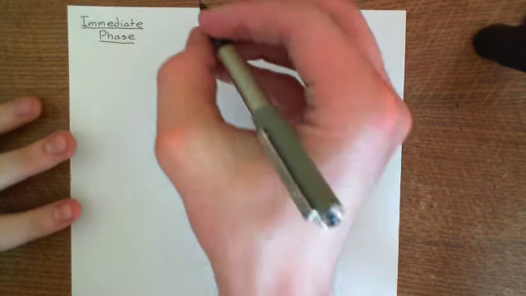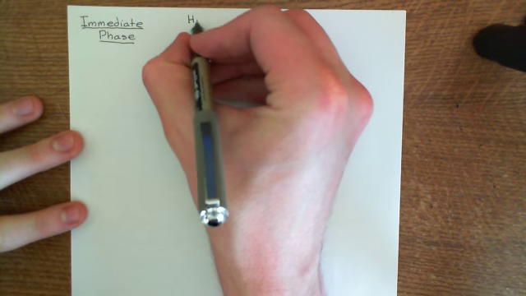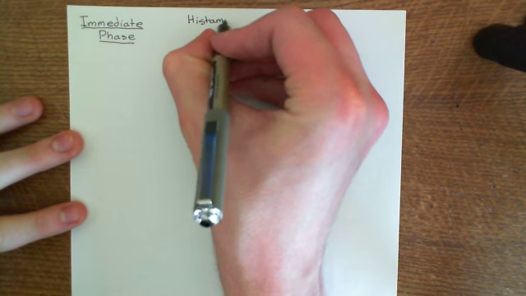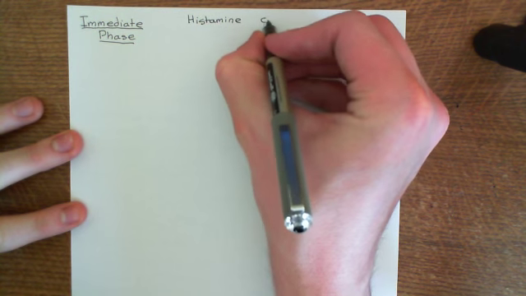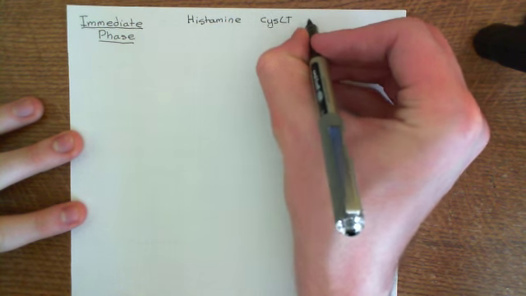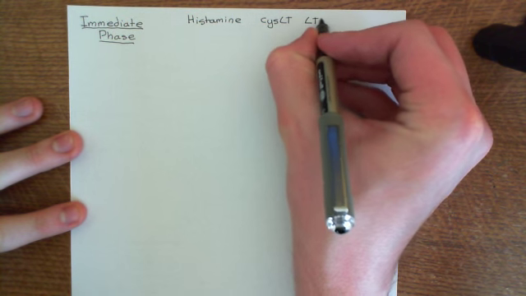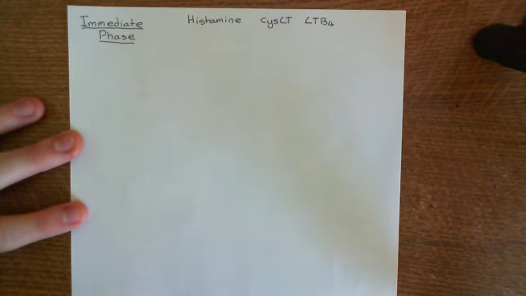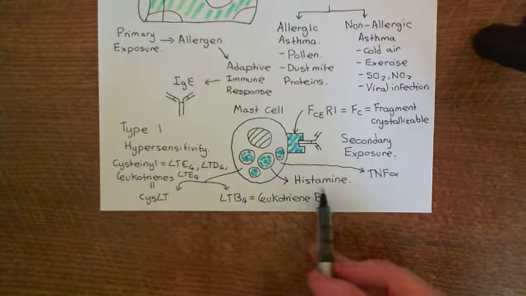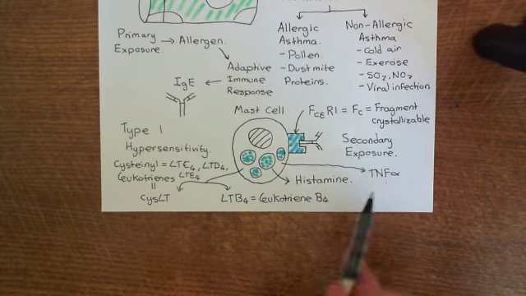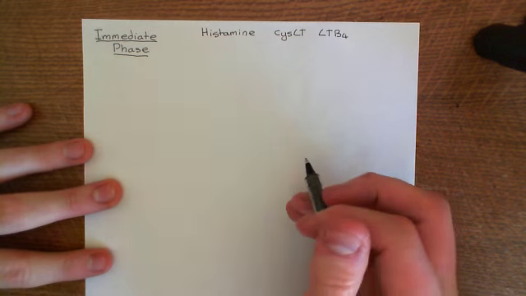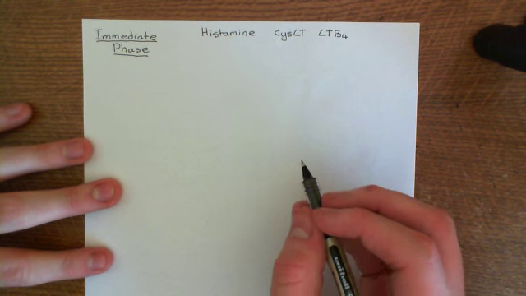Okay, so the immediate phase is going to be caused by histamine that's been released by the mast cells. It's also going to be caused by the cystinyl leukotrienes, and finally also by the leukotriene B4. Okay, so tumor necrosis factor alpha, this is going to cause a later phase. So 3 out of the 4 pro-inflammatory mediators that we saw that mast cells release, these 3 are going to be responsible for the immediate phase, and tumor necrosis factor alpha is going to be responsible for the late phase. Okay, so let's see the immediate phase of an asthmatic attack firstly.